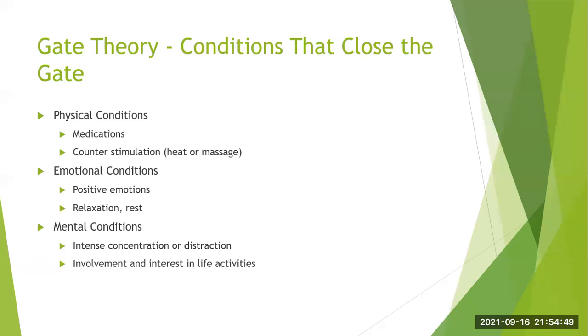So conditions that close the gate, physical conditions can include medications and counter stimulation, such as heat or massage, or electrical stim. Some types of electrical stim can provide counter stimulation. Emotional conditions that close the gate include positive emotions, relaxation, rest, petting puppies, listening to music. Involvement and interest in life activities is one of the mental conditions. Intense concentration or distraction is another one.